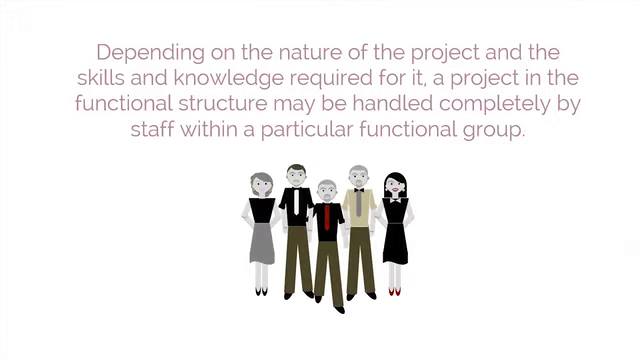The functional organization structure brings together people who perform similar tasks or who use the same kinds of skills and knowledge in functional groups. In this structure, people are managed through clear lines of authority that extend through each group to the head of the group and ultimately to a single person at the top. Let's consider this. Depending on the nature of the project and the skills and knowledge required for it, a project in the functional structure may be handled completely by staff within a particular functional group.